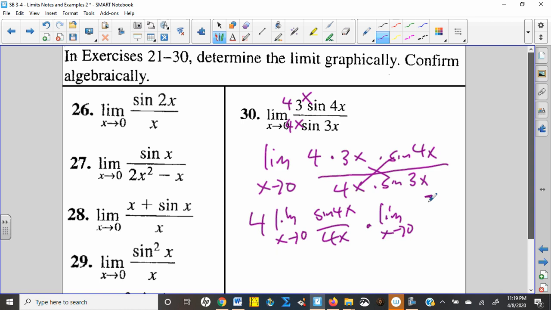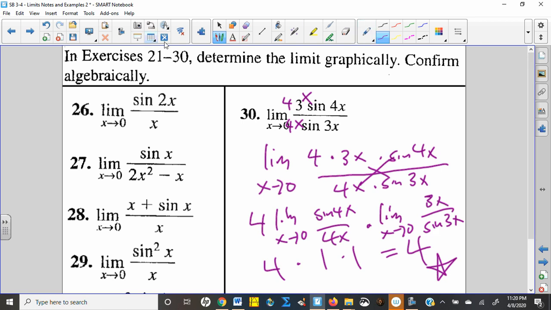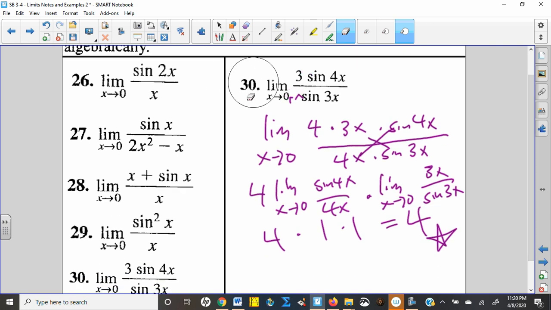The 3x over sine 3x is the reciprocal of what we're used to, but remember, because it's got a value of 1, it's still going to approach 1. It's probably just going to approach it from the opposite direction. So 4 times 1 times 1, of course, is 4. And there you go. Just like the work you saw in your course, except with thrilling verbal play-by-play.